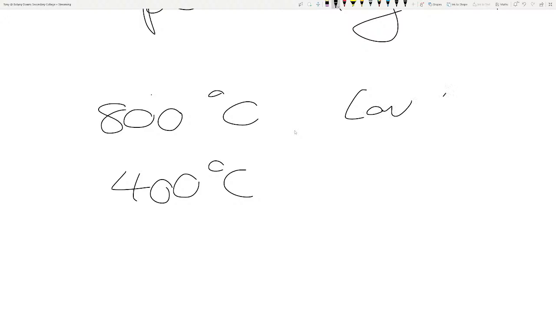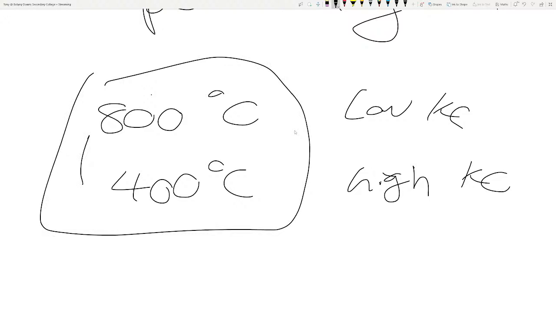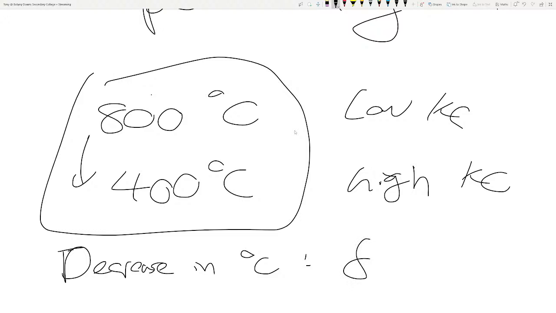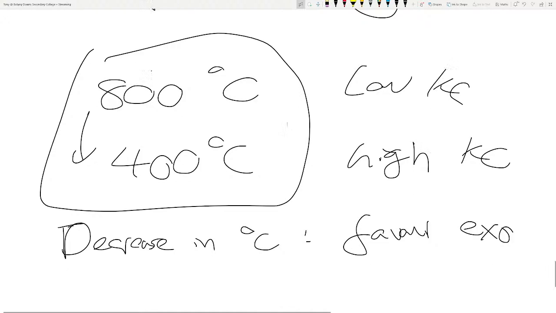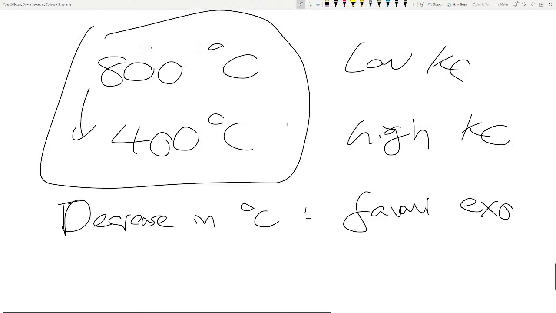So this is low Kc, this is high Kc. So you just need to understand what's happening here. When you have temperature that's gone down, so a decrease in temperature, you favor exothermic reaction, okay? Because you are trying to release some energy to make up for the heat loss.